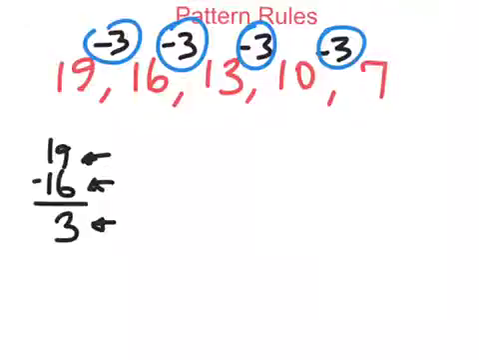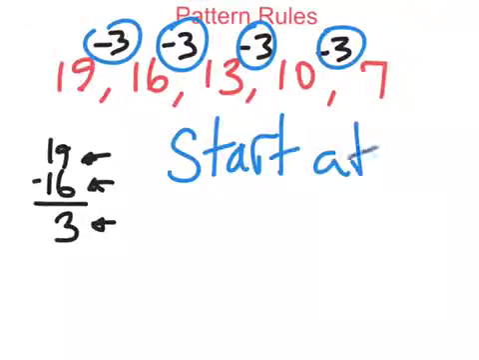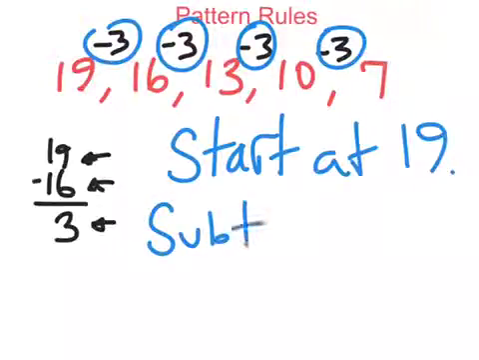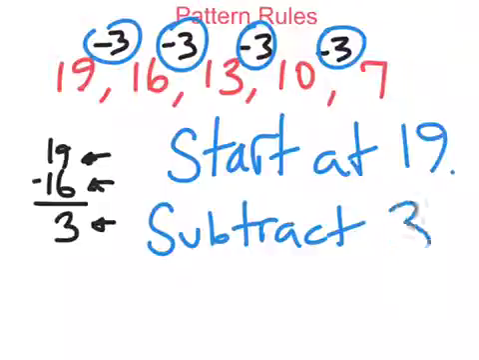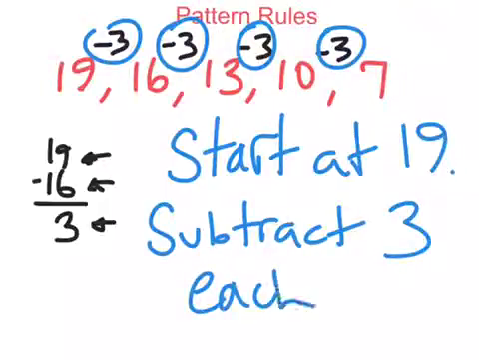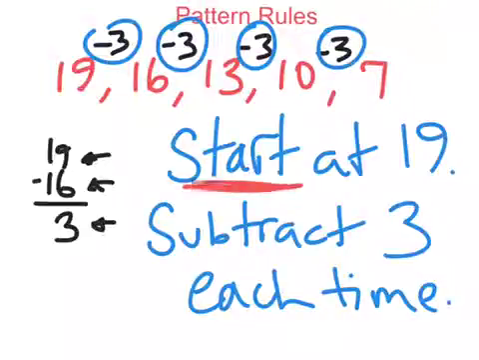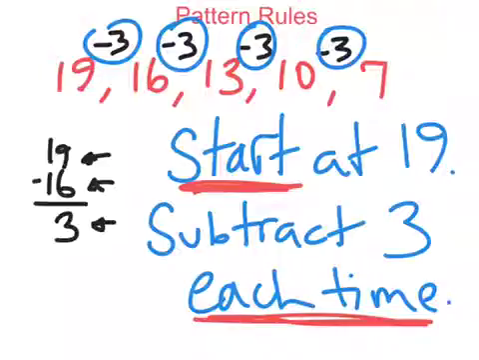So my pattern rule is going to be start at 19, subtract 3 each time. Again, please remember, tell me where to start. That's really important. And also, don't forget to tell me what to do each time. Let's look at a few more patterns.